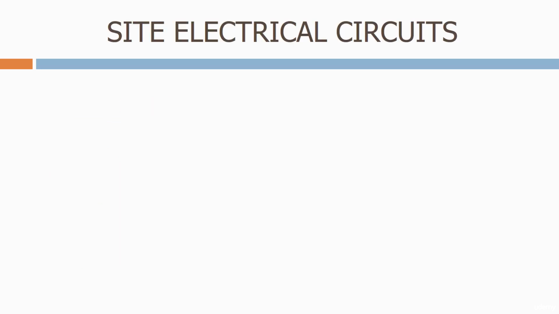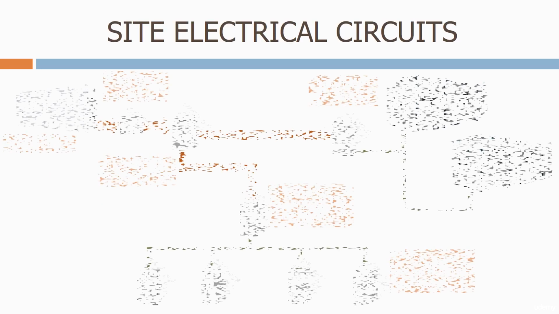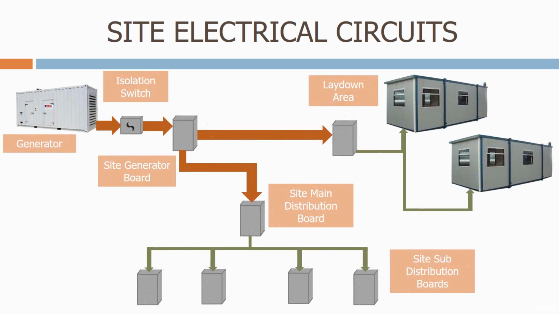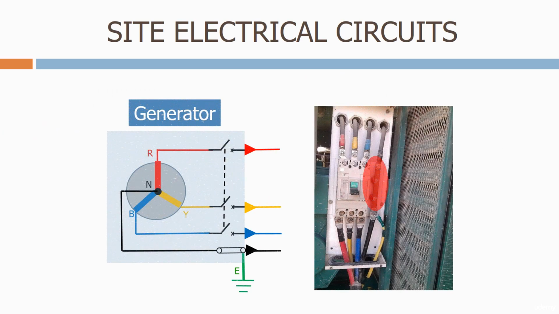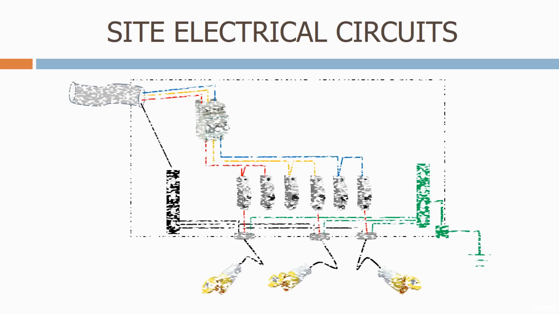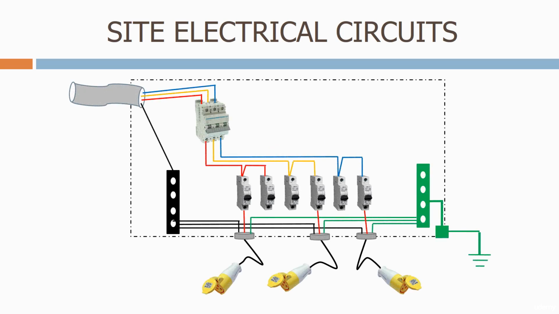In the next section, we look at site electrical circuits. We start by describing a typical electrical system on site, containing a generator, a laydown area, and a distribution system. We then look at all the individual elements separately, starting with how we connect a generator, and finishing with a site distribution board.